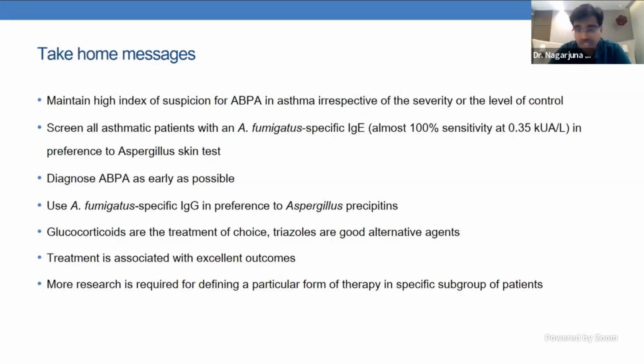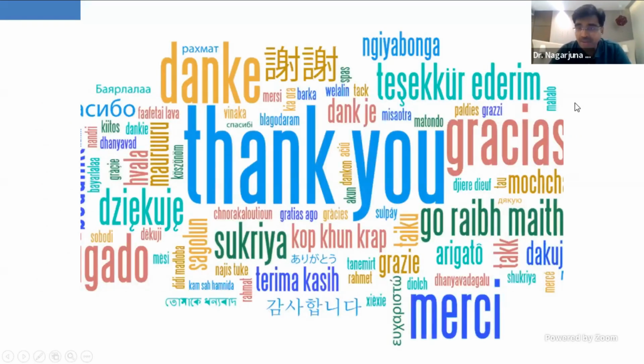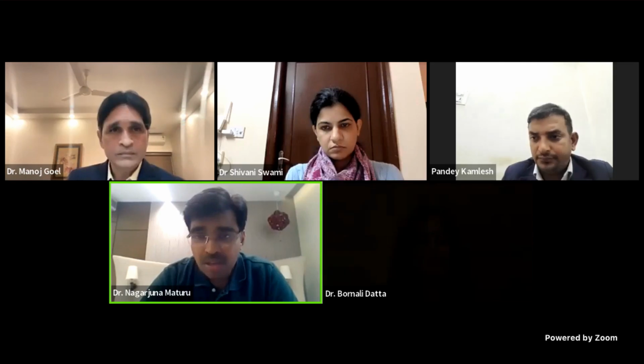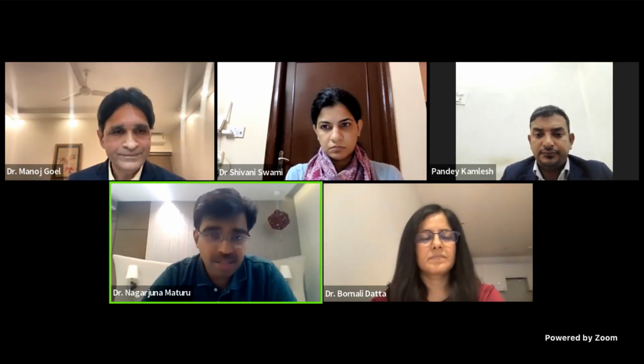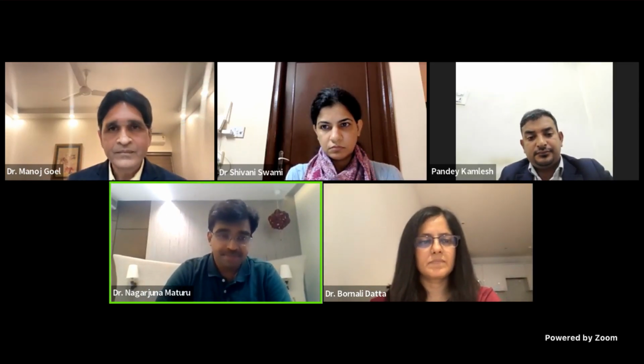Then glucocorticoids are the treatment of choice, but now triazoles are a good alternative agent. Treatment is associated with good outcomes, but the problem is relapses. However, a lot of research is still being done, and I'm very sure in the next couple of years, we'll have more data which can further give us answers. I think with this, I would like to thank, and I will again hand over to Manoj sir for the panel discussion and any questions, if any.